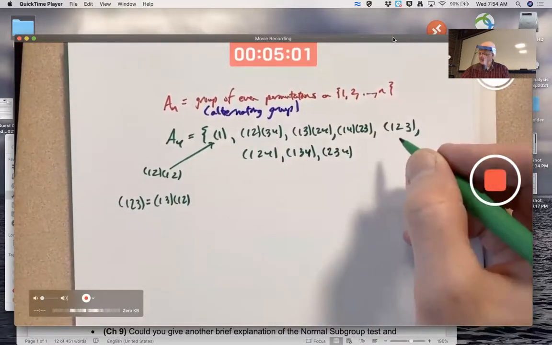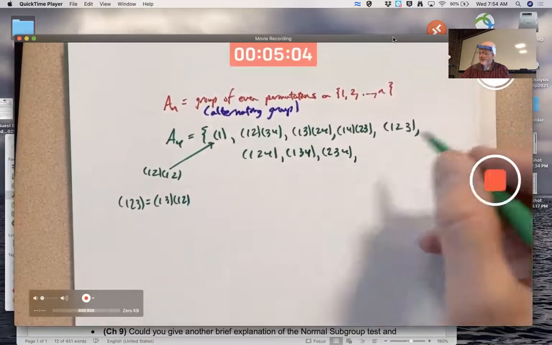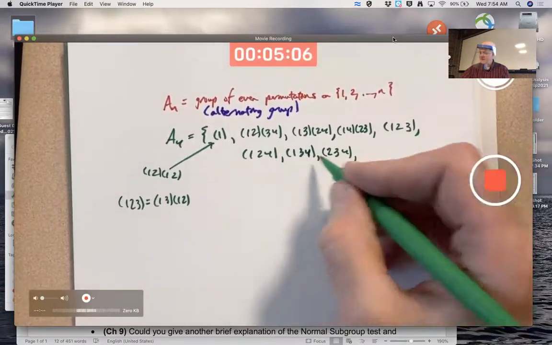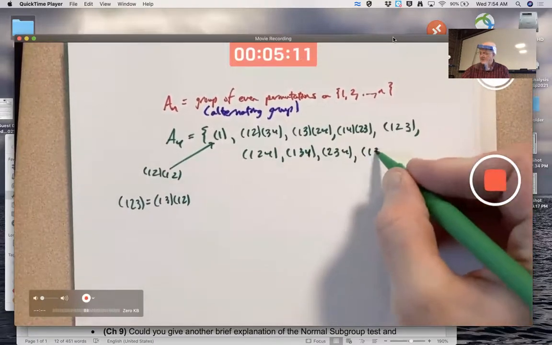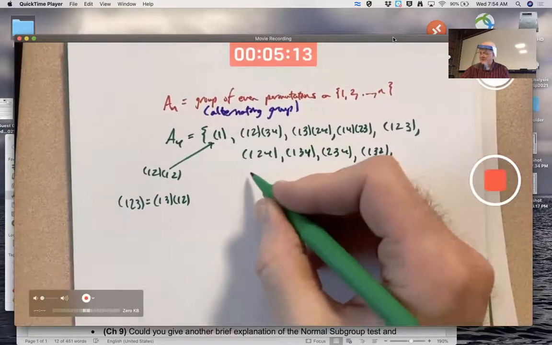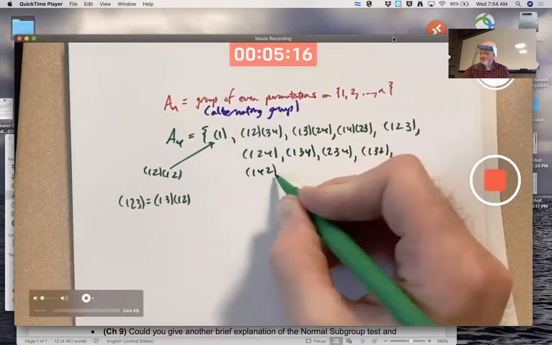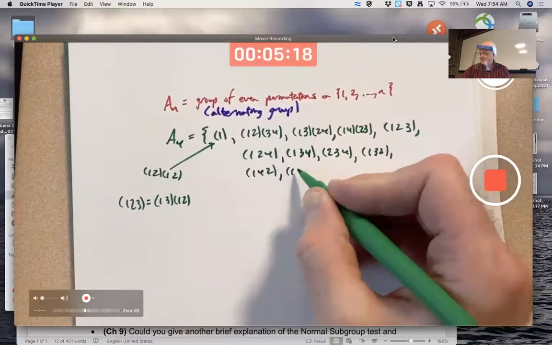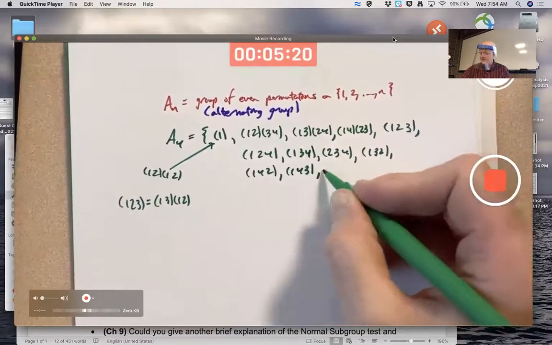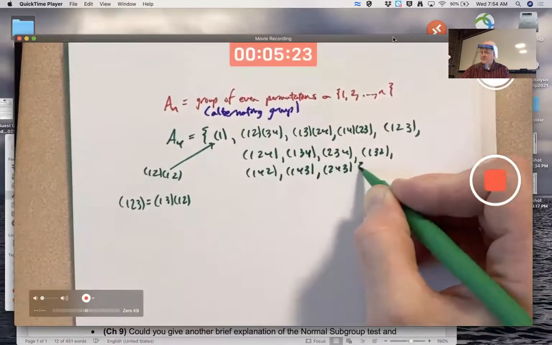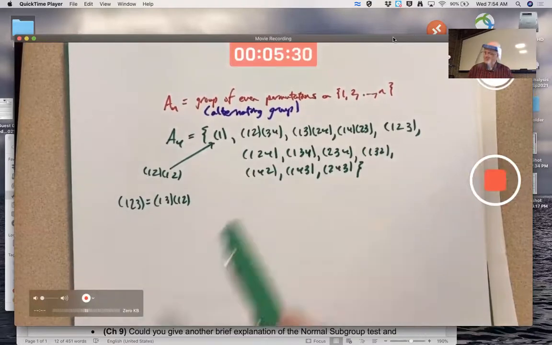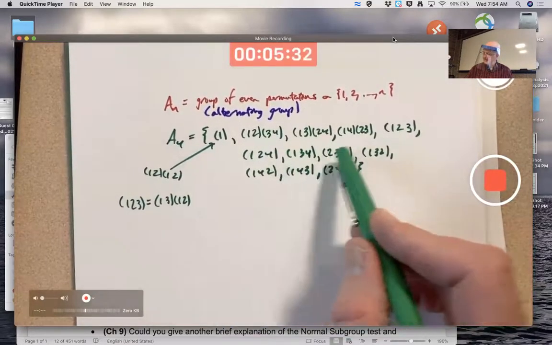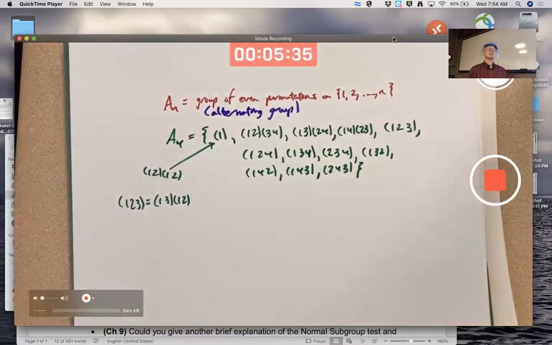And then there are 4 more, which can be formed by taking these 4 that I just wrote down and reordering the numbers. Instead of (1 2 3), I could write (1 3 2). Instead of (1 2 4), I could write (1 4 2). Instead of (1 3 4), I could write (1 4 3). And instead of (2 3 4), I could write (2 4 3). And those are all distinct. And that's going to be A4. A4 does have 4 factorial divided by 2, 12 elements. 1, 2, 3, 4, 5, 6, 7, 8, 9, 10, 11, 12. That'll be all of them.